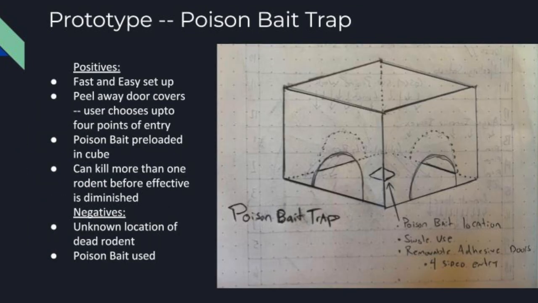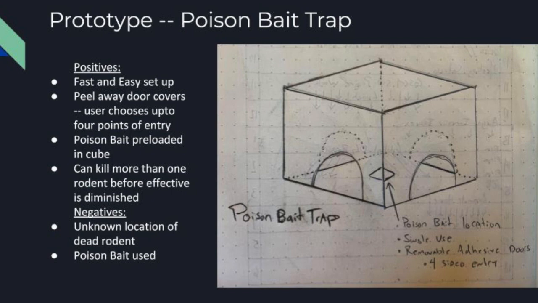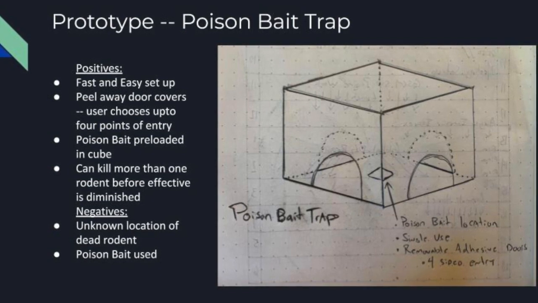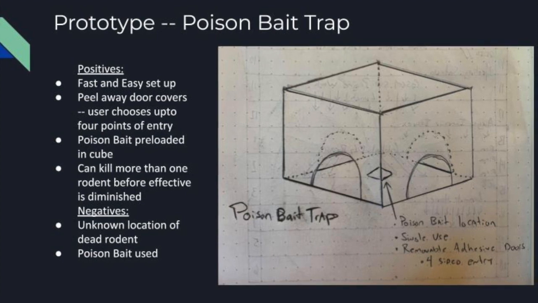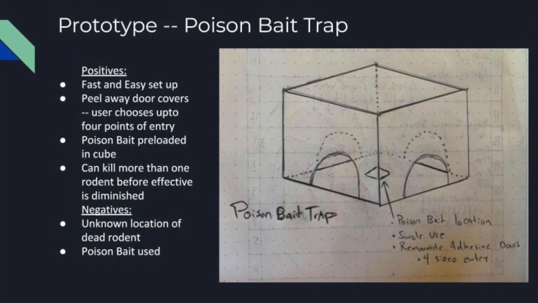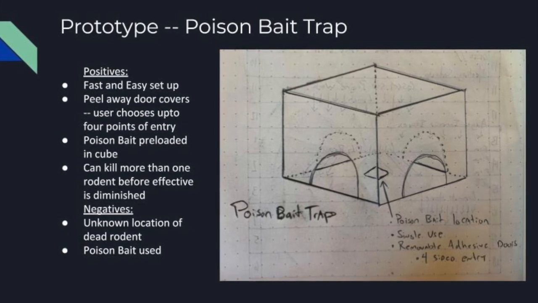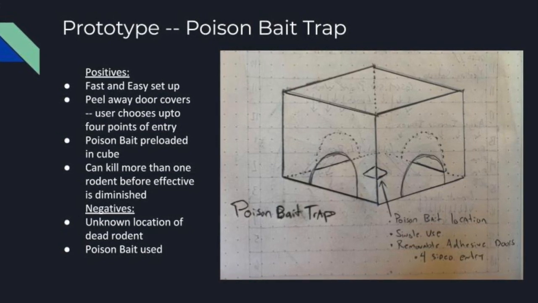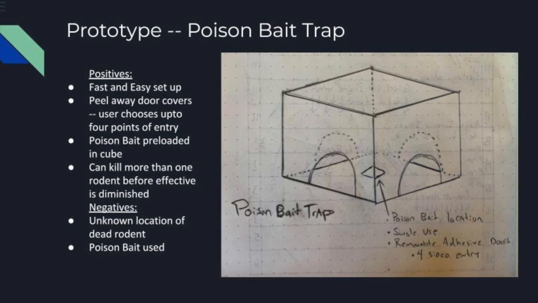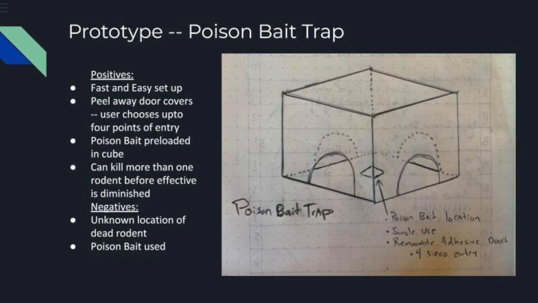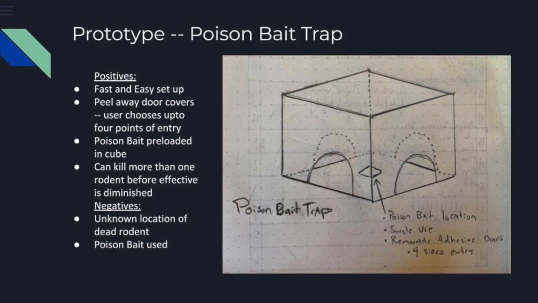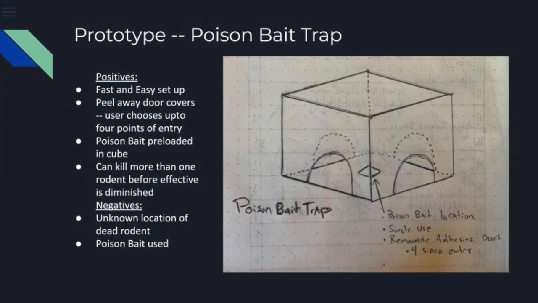We also came up with a poison bait trap design, so it would be a fast and easy setup, as you would just have to place it where you thought you would need, where the mouse or rodent would be. You could use peel-away door covers, so the user chooses up to 4 points of entry into the cube. The poison bait comes preloaded in the cube, so once you remove the adhesive doors, that provides exposure to the poison bait. It can kill more than one rodent before effectivity is diminished.